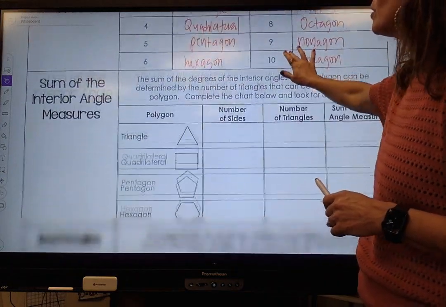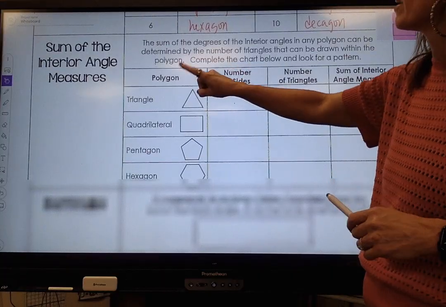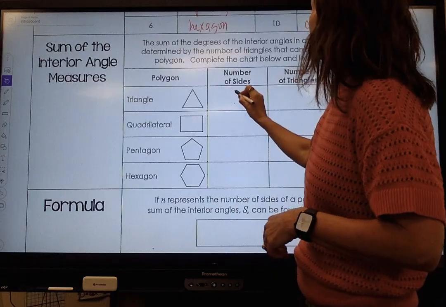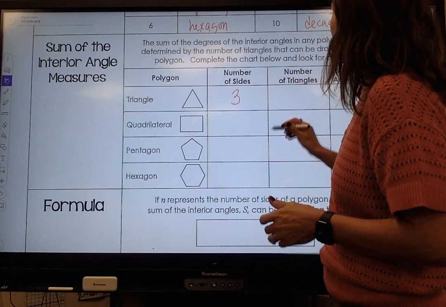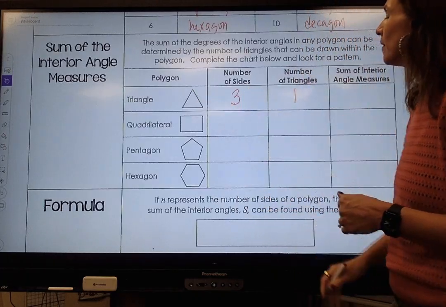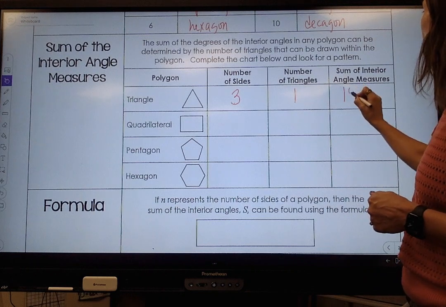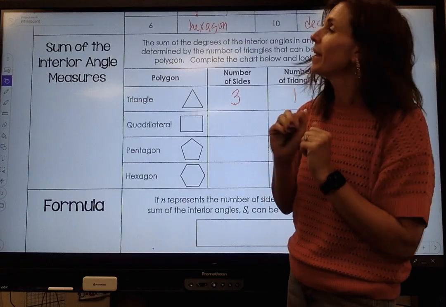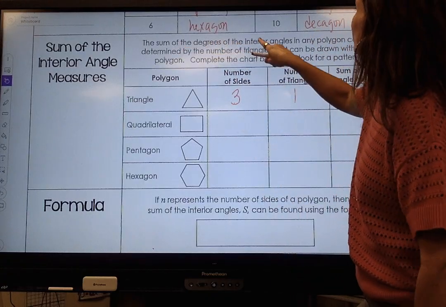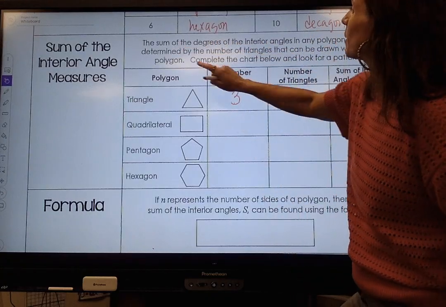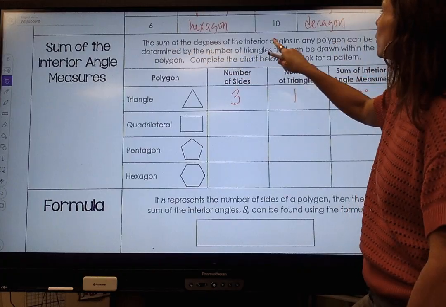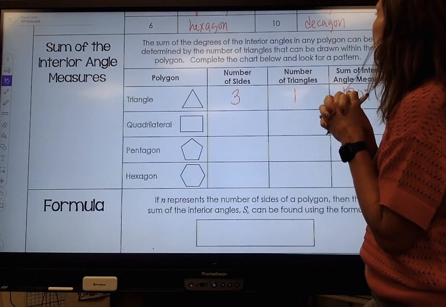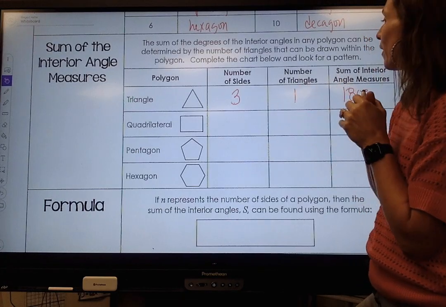All right, now we're going to look at the sum of the interior angle measurements. We already know that a triangle has 3 sides, and there's 1 triangle in this 3-sided figure, and so the sum of the angles is 180 degrees. Now, here's what I want you to look at. The sum of the degrees of the interior angles in any polygon can be determined by the number of triangles that can be drawn within the polygon. So, complete the chart and look for a pattern.